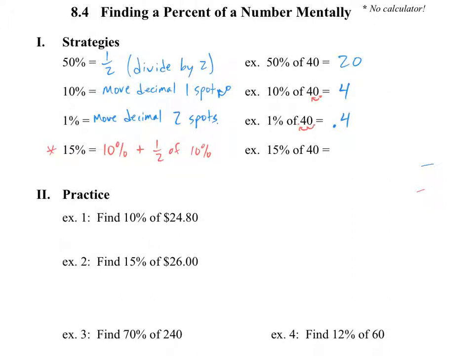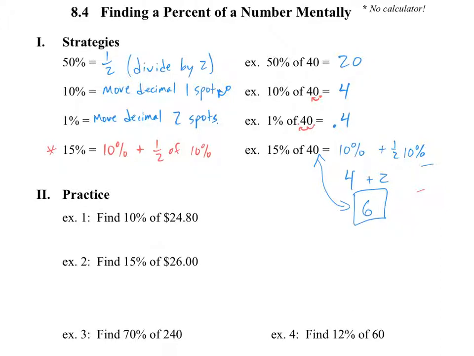So last one here, if we do 15% of 40, well, you want 10% of 40, which is 4. Maybe I'll write it this way. We want 10% plus half of 10%. That's kind of what we're trying to do. So 10% of 40 is 4, because we move the decimal point one place to get 10%, kind of what we did up here. So 4. And now what's half of 4? 2. So then the total there would be 6. So this one right there is going to be 6.